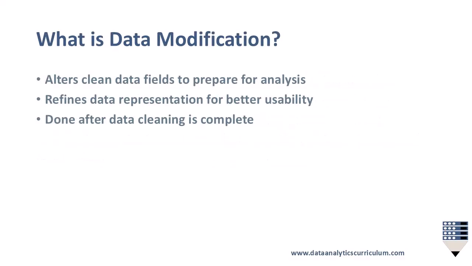What is data modification? Data modification means altering clean data fields to prepare them for use in analysis. It's about refining how data is represented so it's more useful and easier to interpret. Modification always comes after cleaning, once you've confirmed your data is accurate and consistent.